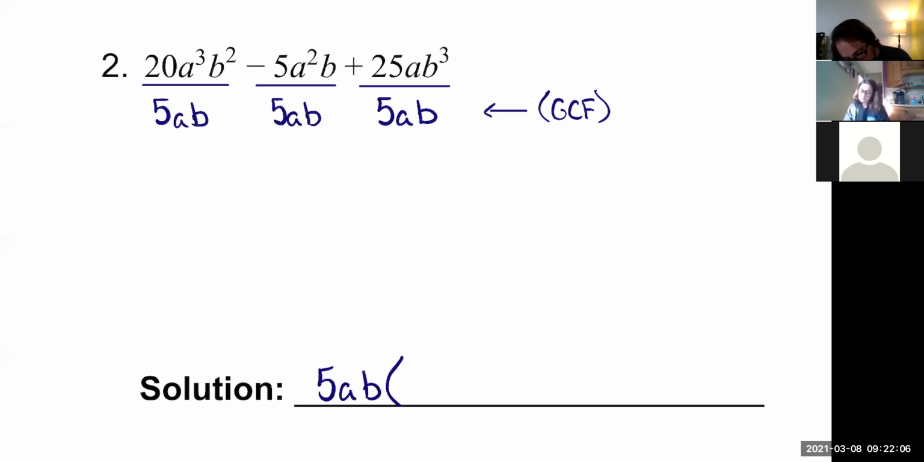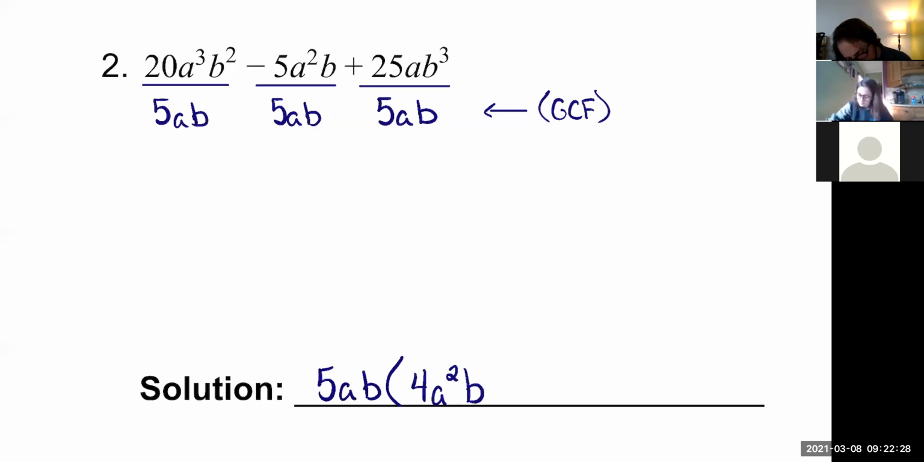20 divided by 5 gives me, careful, 4. Oh, sorry. A to the third divided by A gives you A to the second, because we're only taking one of them away. B to the second divided by B gives us just a B. So that's the first term divided.